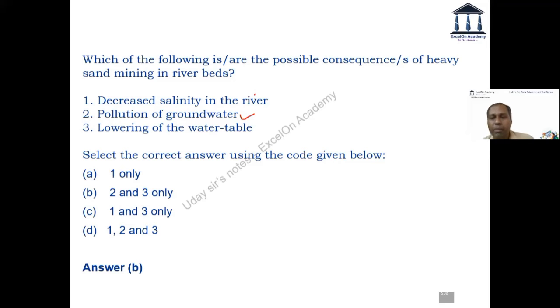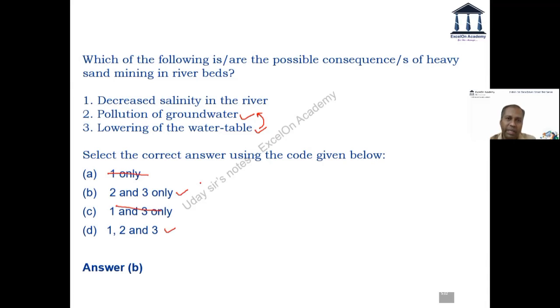Lowering of water table is once again somewhat related to this because no sand means no water holding capability. When I say sand, I mean soil, riverbed soil, so no water holding capability. So this also seems right to me. So what I'll be doing is I'll strike off these two and I'll be in a dilemma between these two. Now, decreased salinity in the river.